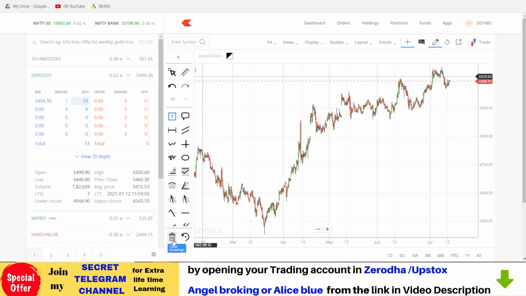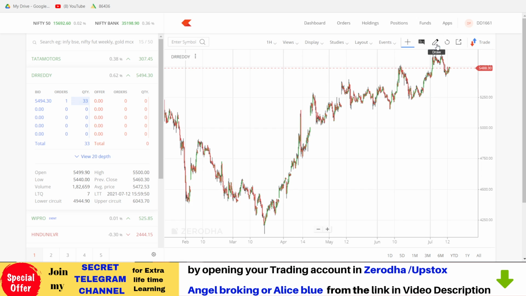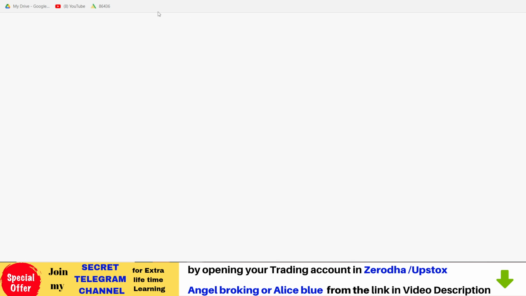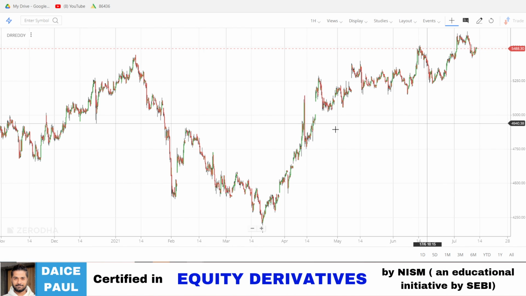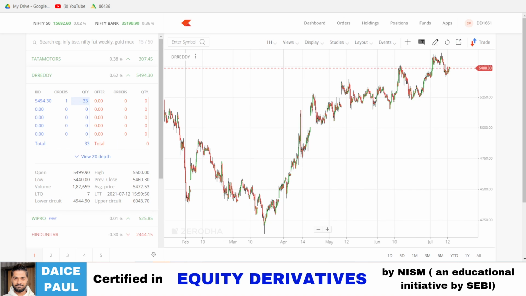You can clear all your drawings by clicking here, and you can turn it off here. If you want to turn off your crosshair, you can click here, it's gone. And this is for refreshing your charts, that's all. And if you want to make this pop out, you get a bigger view with no disturbance.